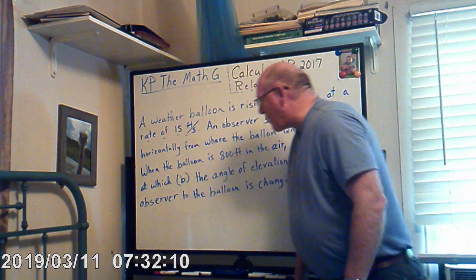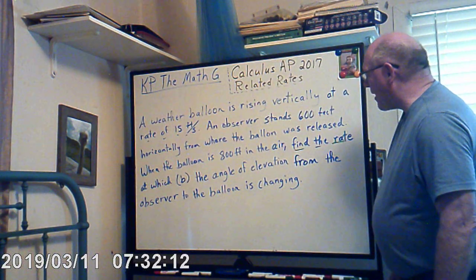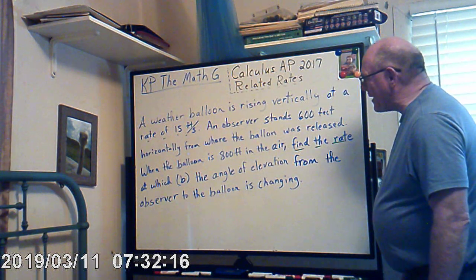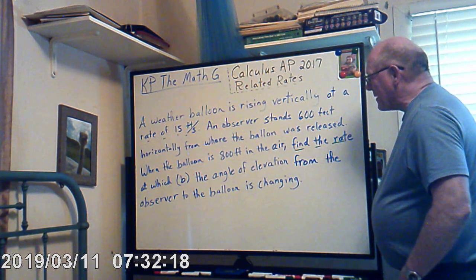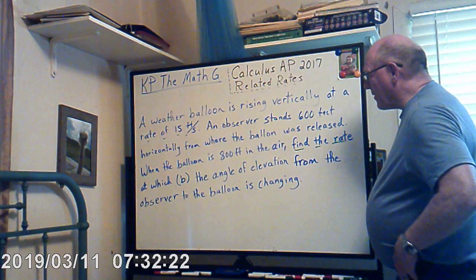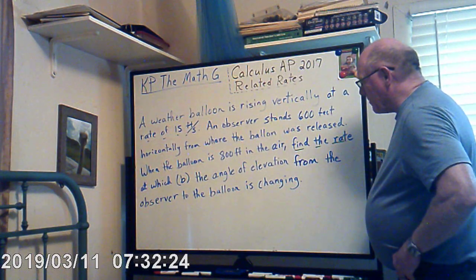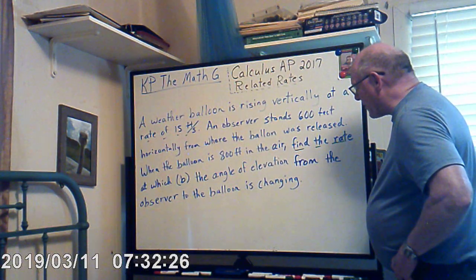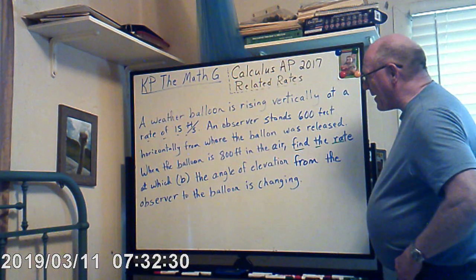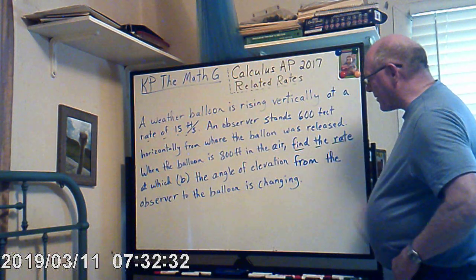It says that a weather balloon is rising vertically at a rate of 15 feet per second. An observer stands 600 feet horizontally from where the balloon was released. Alright, so if you think about this just for a moment, we're going to stop right here.